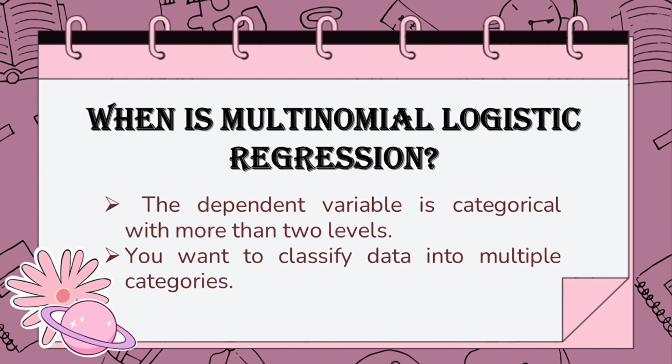First, the dependent variable, mode of transportation, is categorical and has three levels: car, bus, and bicycle. Second, the categories are nominal, there's no inherent order to them.